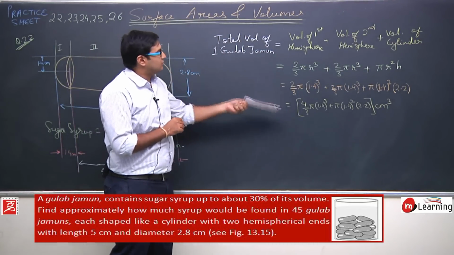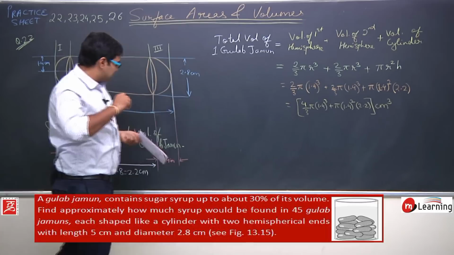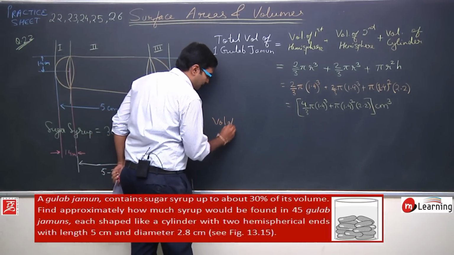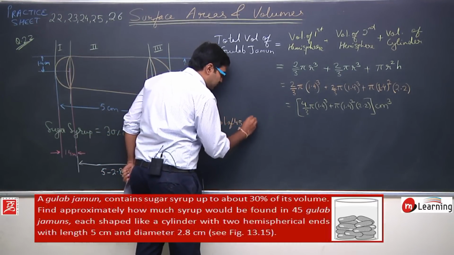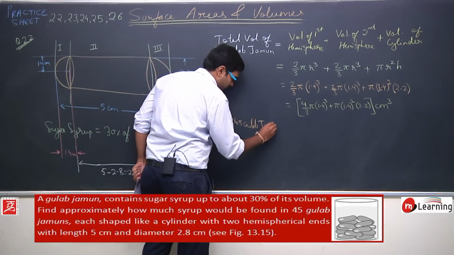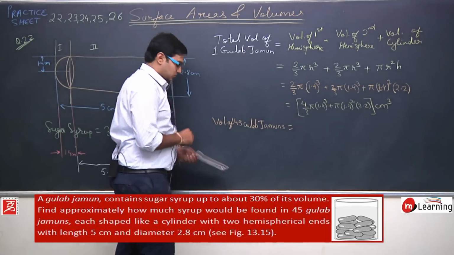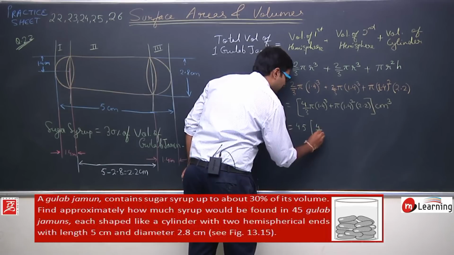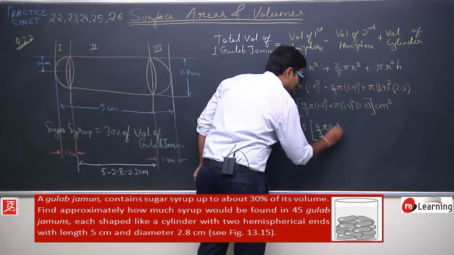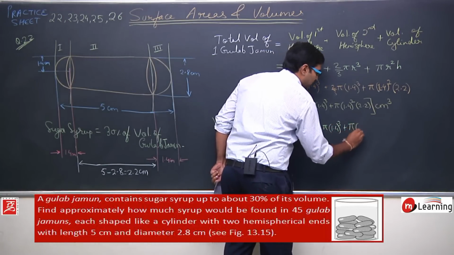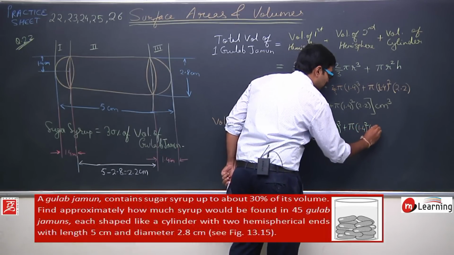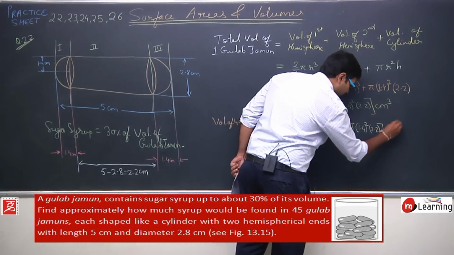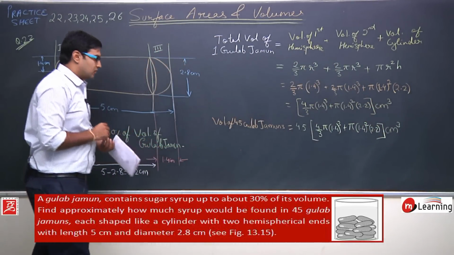Now we have just calculated the volume of one gulab jamun. So what is the volume of 45 gulab jamuns? Volume of 45 gulab jamuns is equal to 45 times this volume, 4 by 3 pi 1.4 cube plus pi into 1.4 square into 2.2, in centimeter cube. This is the volume of 45 gulab jamuns.